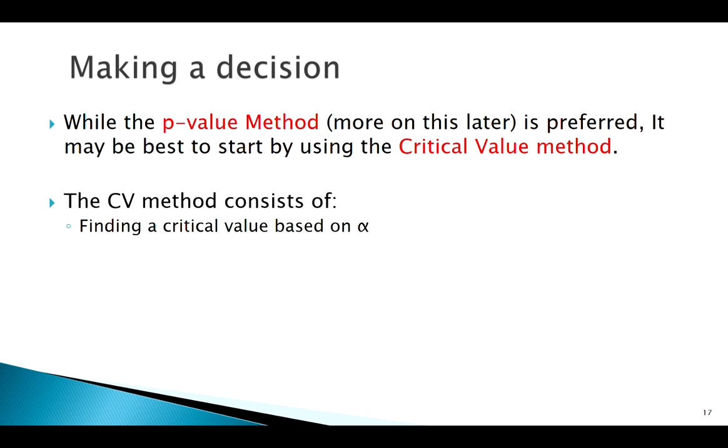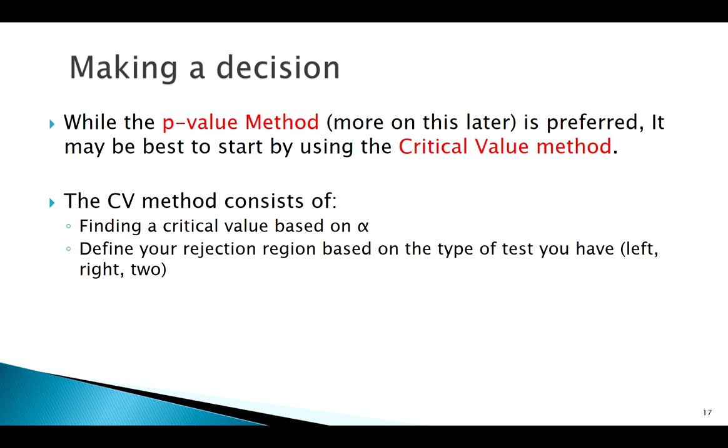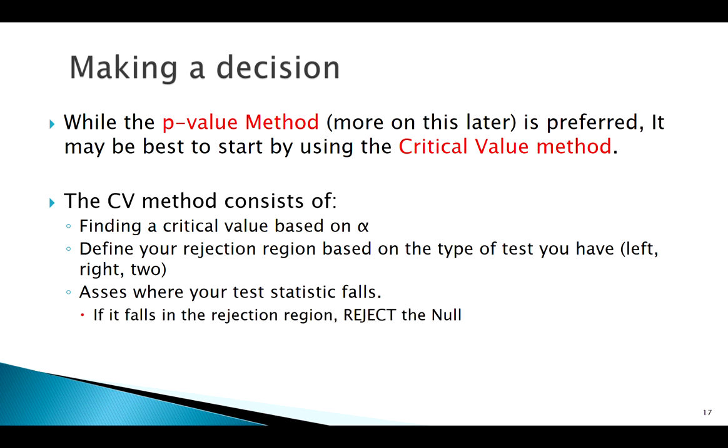For the critical value method, we need alpha. We find what's called our critical value based on alpha. We know what critical values are from confidence intervals, so there's some crossover here. That critical value helps us establish our rejection region. That rejection region is also established based on whether it's a left-tailed, right-tailed, or two-tailed test. Then we see, where does my test statistic fall? If my test statistic falls in that rejection region, I reject. If it doesn't fall in that rejection region, then we fail to reject.